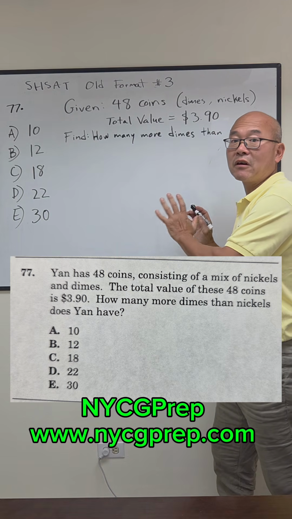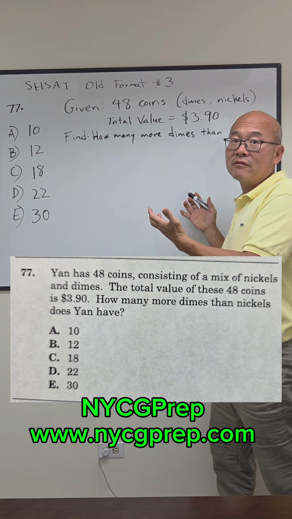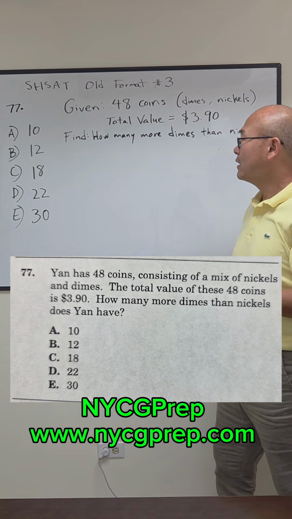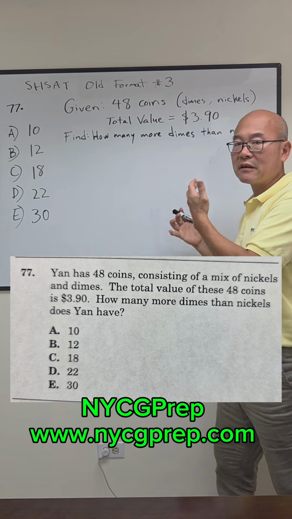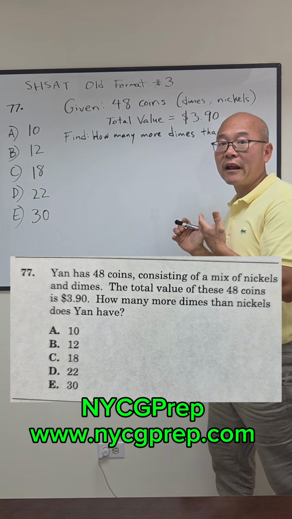This is an example of a question in which we may be frozen. We may not know how to proceed to solve it. Okay? We might ask ourselves, do we set up an algebraic equation? How do I solve this? It looks like we need a ton of trial and error to solve it.